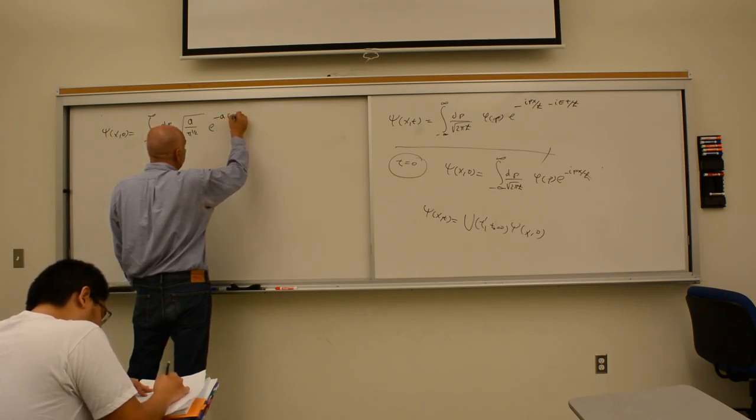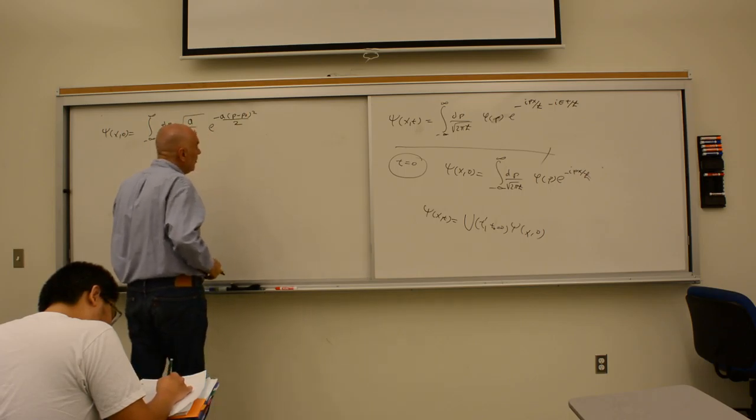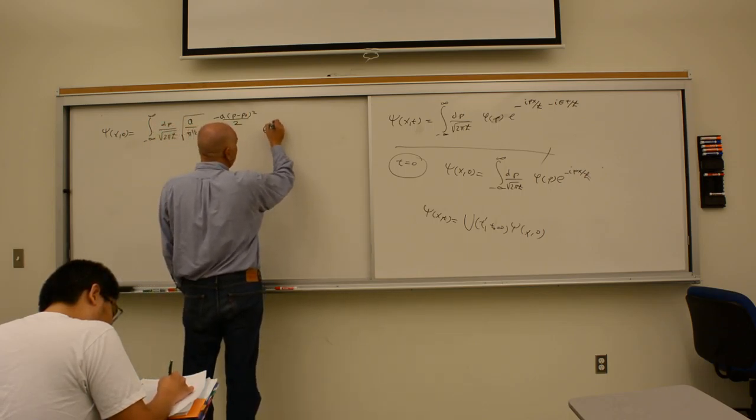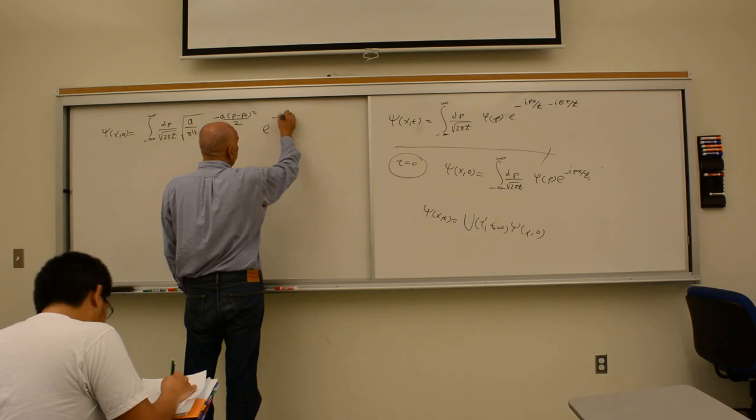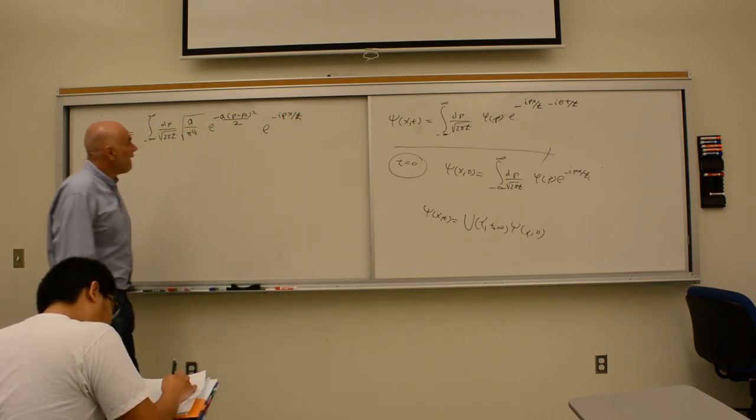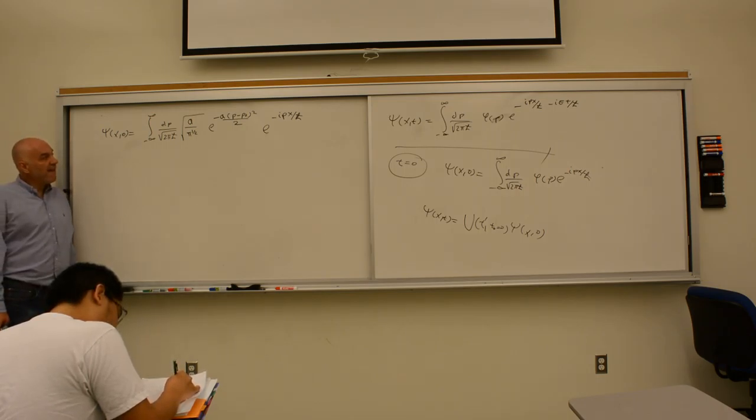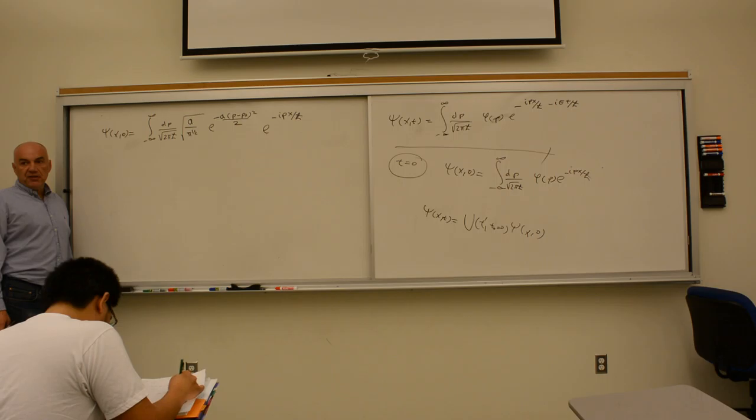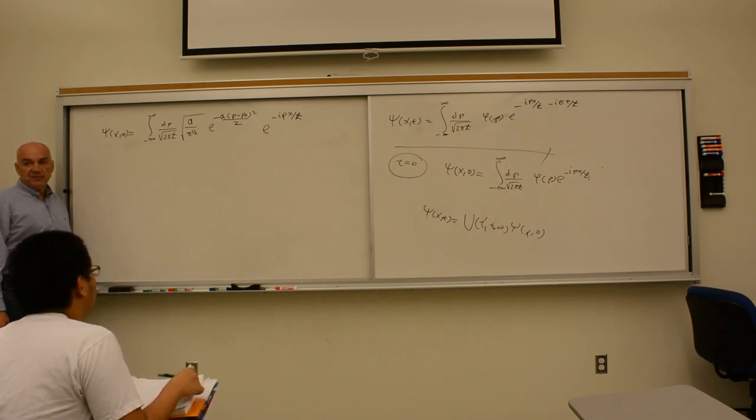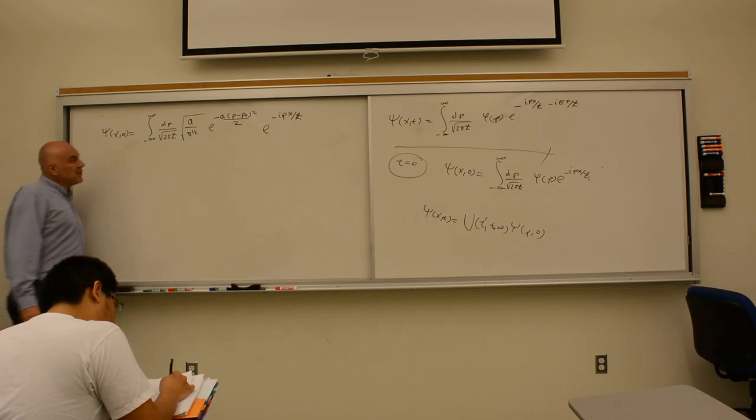Phi of p. That was A over the square root of 2 pi h bar, right? And then it was e to the minus A squared, (p minus p0) squared. But we just want to give you that step. e to the minus i.